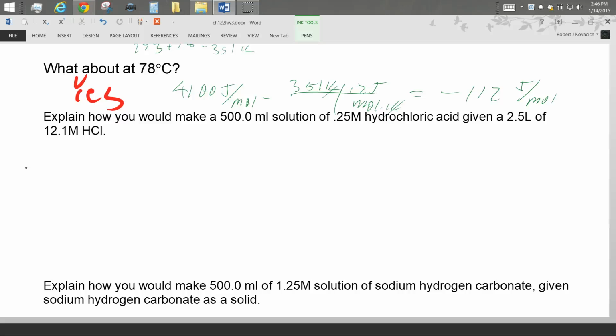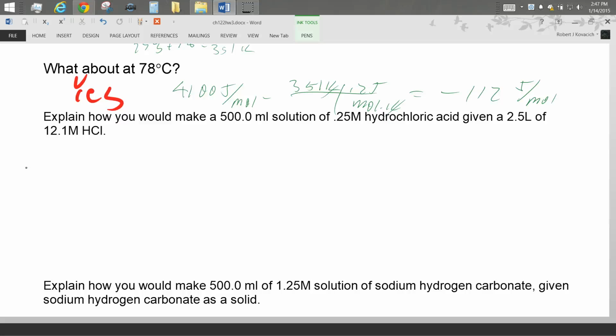So in this particular problem, we're being told that I've got 2.5 liters of the concentrated. I don't really care unless I need to use more than 2.5 liters, which I don't, since I only want to make 500 milliliters. So I don't really care what the volume of the concentrated solution is. What I need out of this is an explanation of how to make it. So I need to know how much of the concentrated stuff to put in my 500 milliliter volumetric flask.